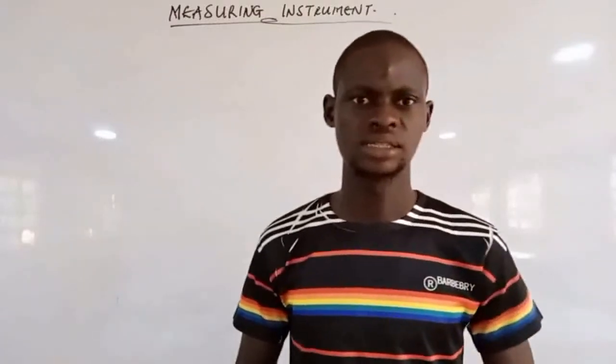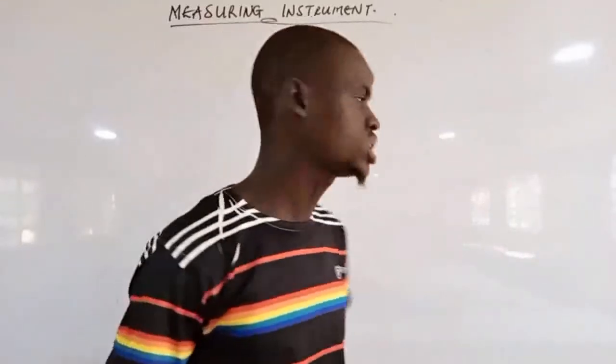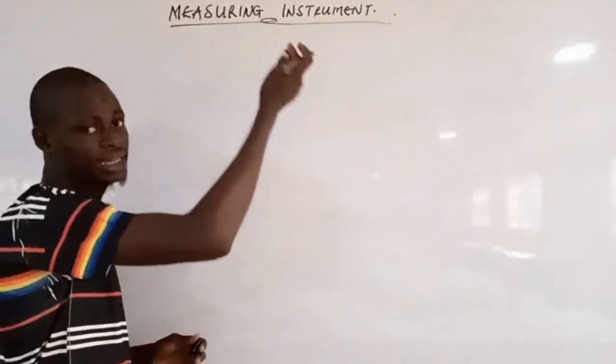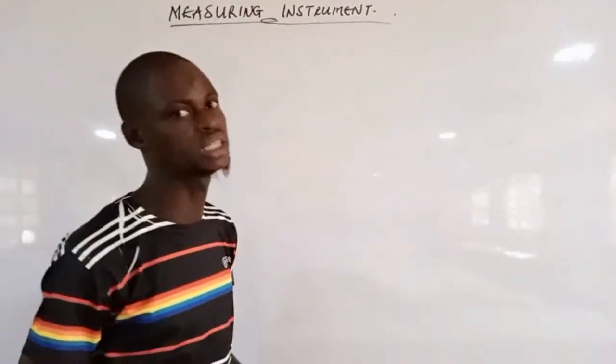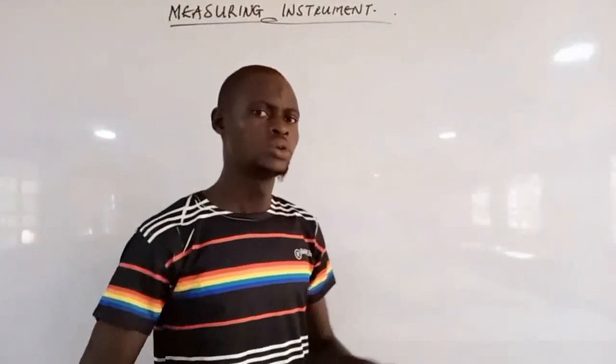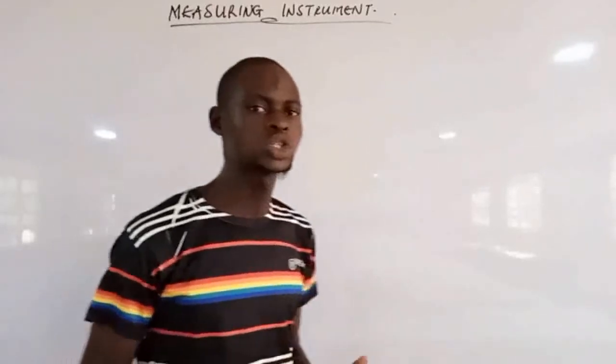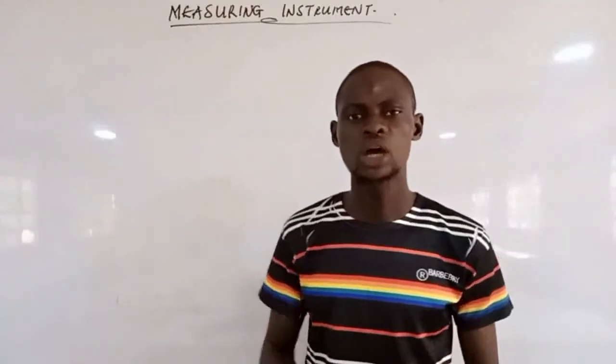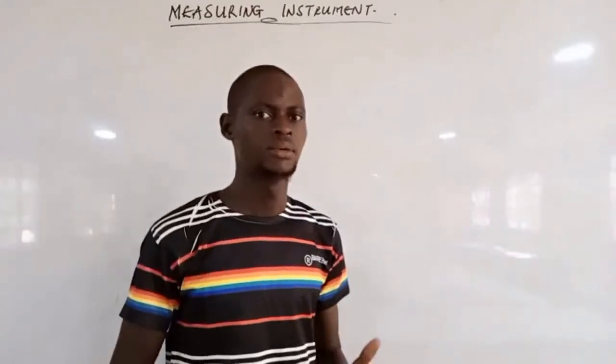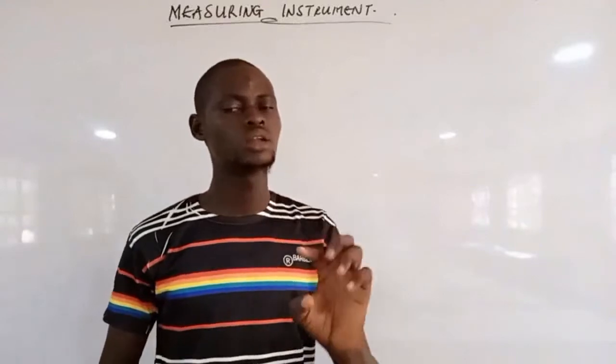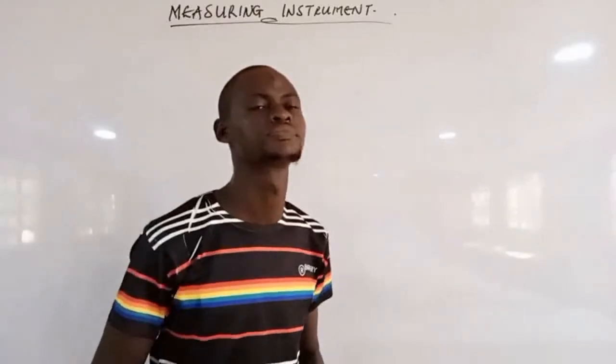Now, measurements in physics are related to the three basic fundamental quantities, which are the mass, the length, and the time. All measurements are related to those three basic fundamental quantities. Today, I'm going to be explaining to you different instruments that can be used to measure mass and length, which is our major topic that is often asked in JAMB.